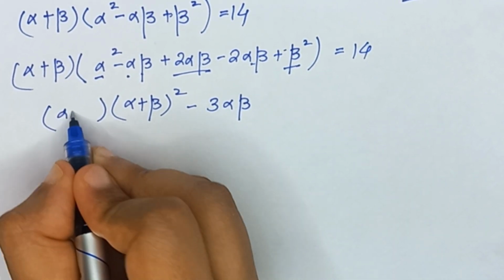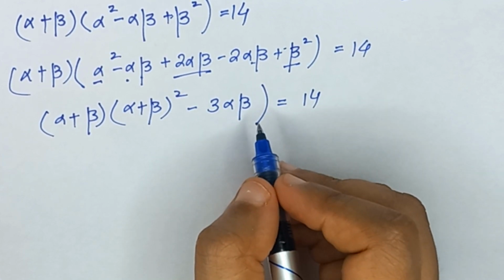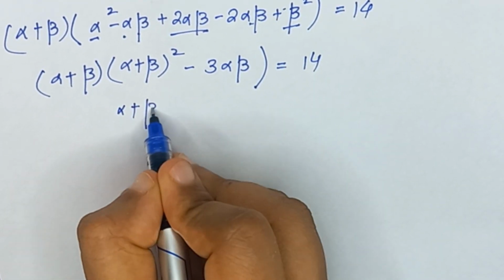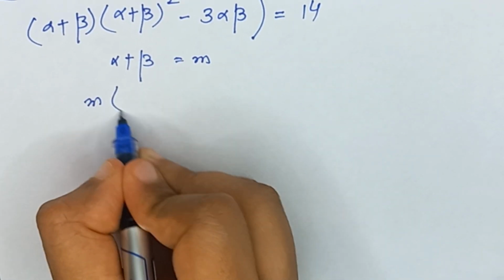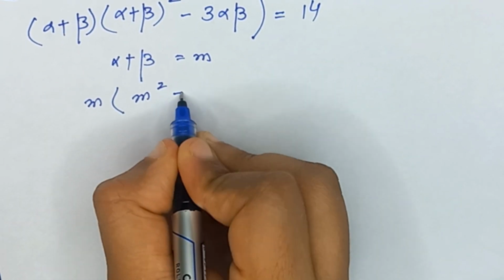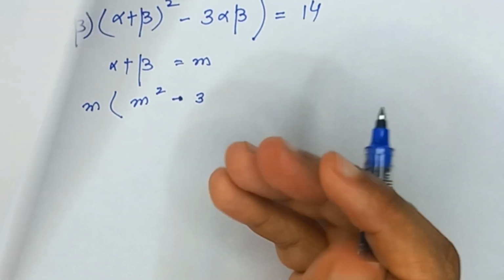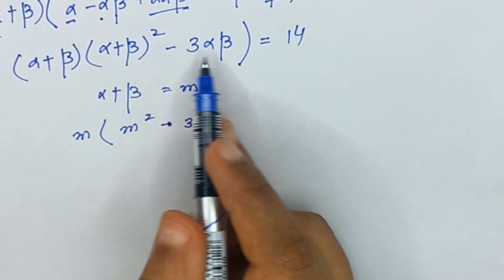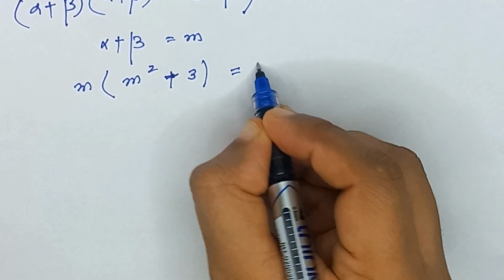And it will be alpha plus beta, and it is equal to 14. Now we will let that alpha plus beta is equal to m. Then it will become m times m square minus 3. As we know that alpha beta is equal to -1, so it will become -3 times -1, which will become +3, and it will be equal to 14.